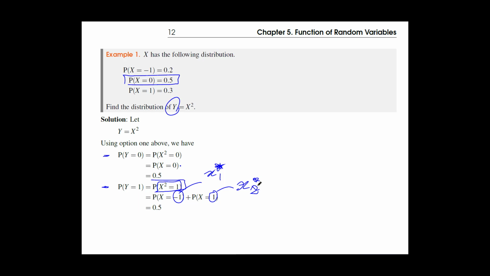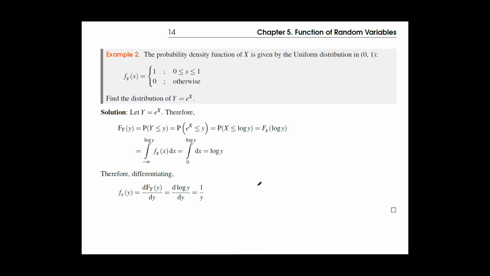But this is kind of what we're going to do for discrete distributions, and then we're going to extend it for continuous distributions. Okay, so this is a continuous example. So x is uniform, so that's the PDF, and we want the distribution of e to the x. Okay, so here we could start just by asking the question, what is the CDF of y?